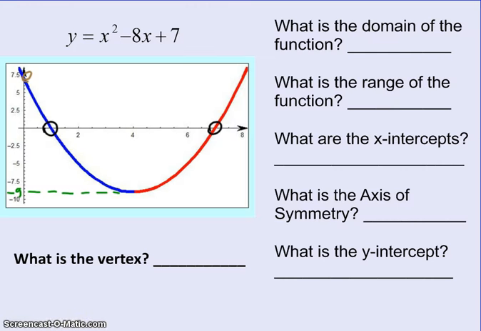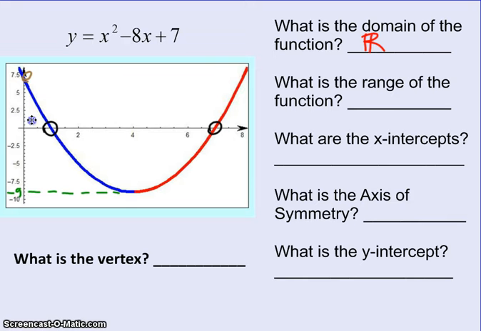Alright, so let's take a look at a couple of examples. This is y equals x squared minus 8x plus 7. First off, what is the domain of this function? I can go forever to the left and forever to the right, so this will be all real numbers. You could use this capital R, or you could write the words all real numbers.